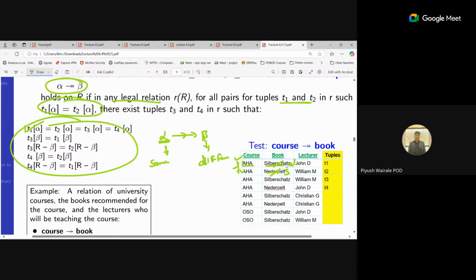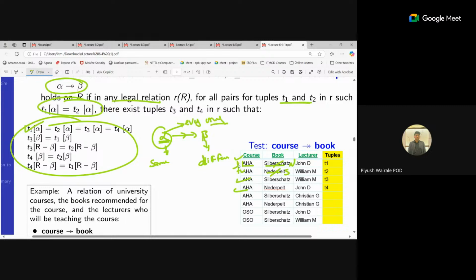So if you see AHA and John D, T1, it will be here. AHA, Silverstat, William M, this will be like that. If this condition is satisfied, then we can say MVD exists. So keep the alpha value the same, exchange the beta value. But we have to check for every unique alpha value.